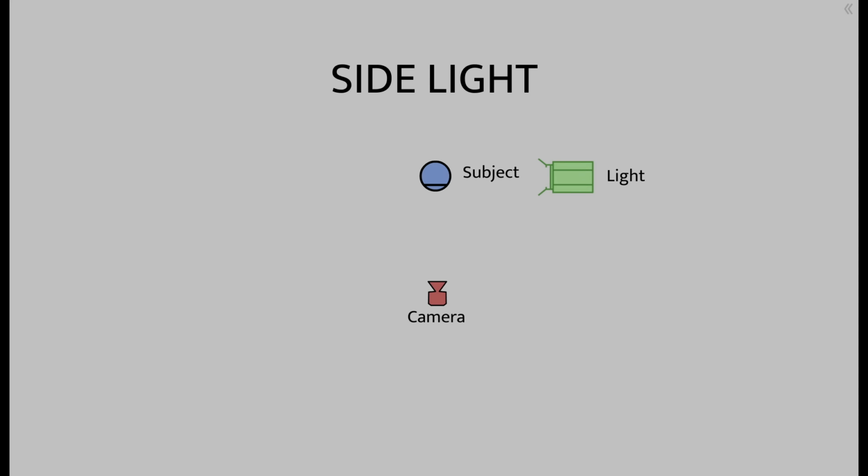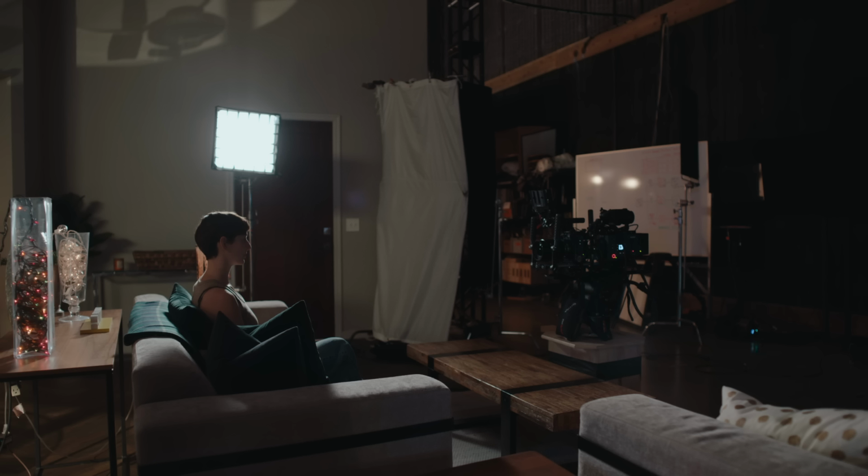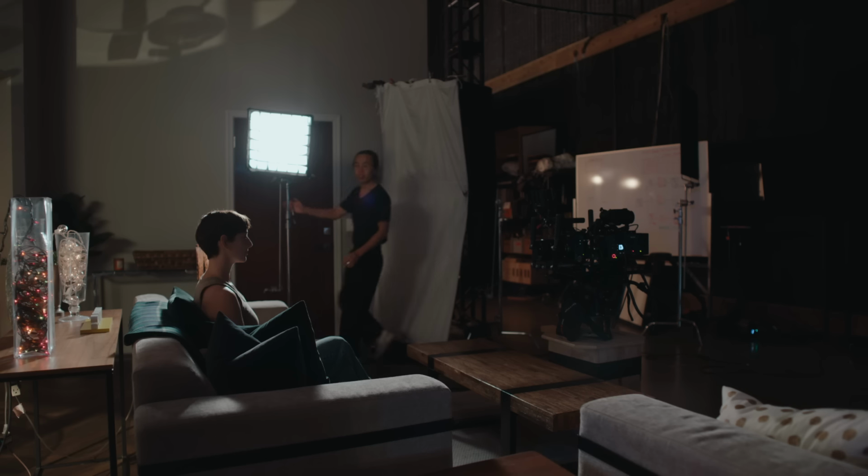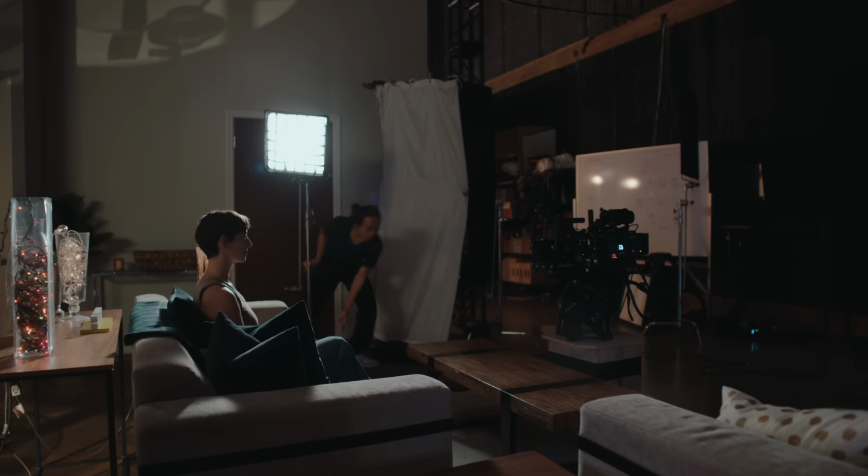Next, we have the side light. In this scenario, the light is placed at about 90 degrees off axis relative to your subject's eye line, creating a very dramatic look where half of the face is lit while the other half is in shadows. In most cases, you'd want to place the light slightly closer on axis with the camera in order to avoid this shadow cast by the talent's cheek itself. So instead of it being a complete 90-degree angle, you're looking more at an 80-degree angle.